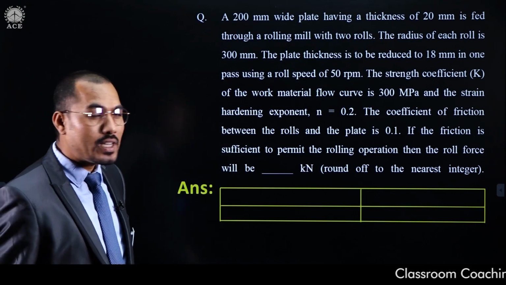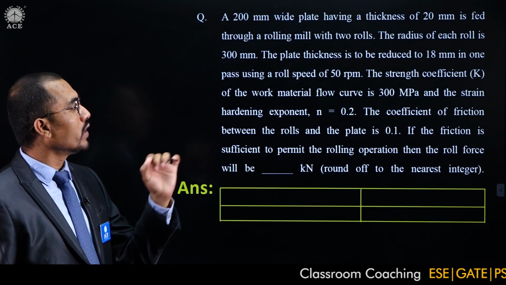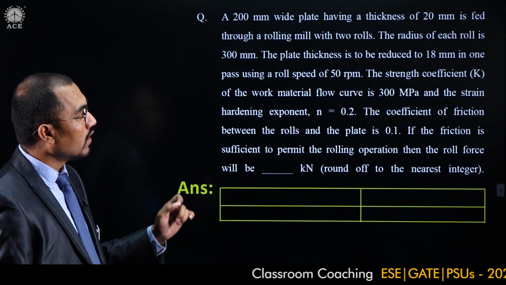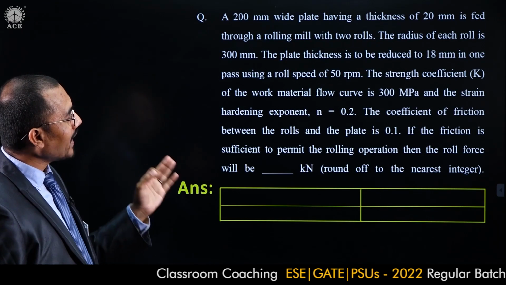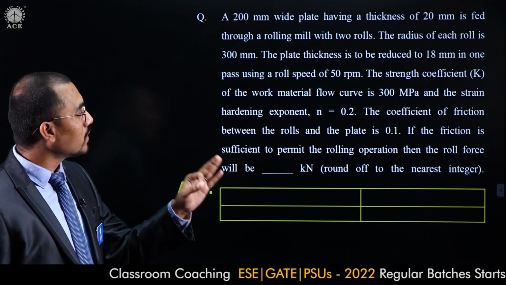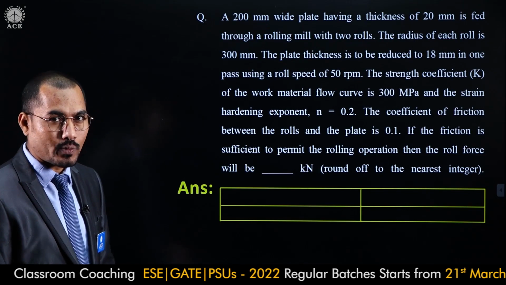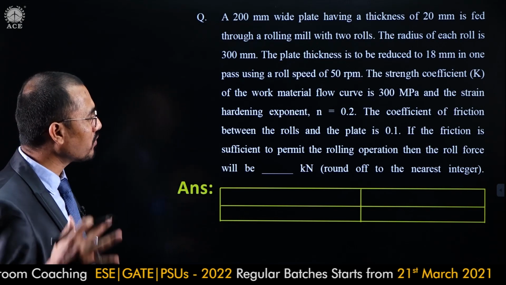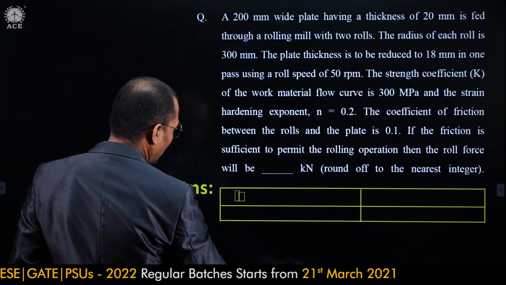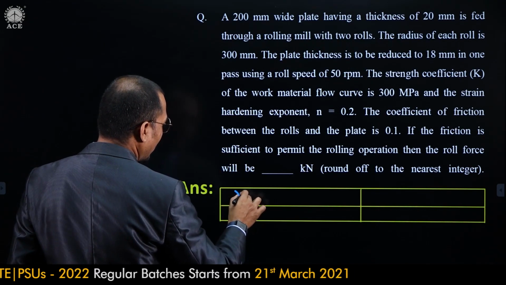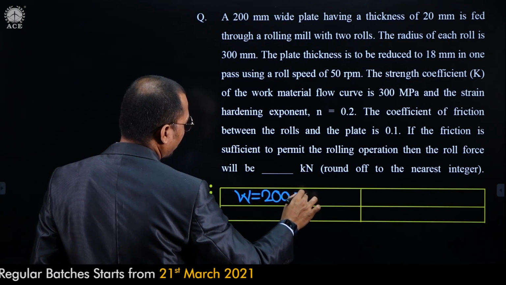A 200 millimeter wide plate having a thickness of 20 millimeter is fed through a rolling mill with 2 rolls. The radius of each roll is 300 millimeter. The plate thickness is to be reduced to 18 millimeter in one pass using a roll speed of 50 rpm. So whichever data is given, let's freeze that data. 200 millimeter wide, so the width of the plate is exactly equal to 200 millimeter. This is the width.